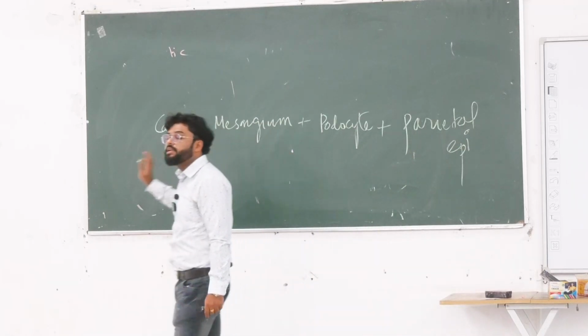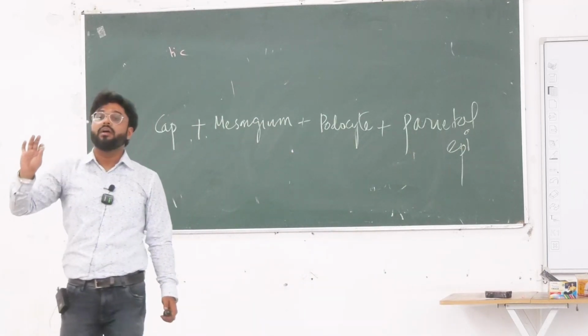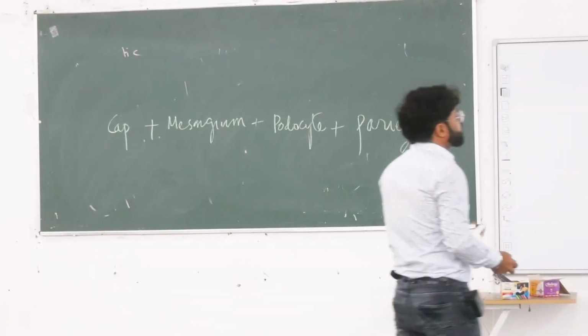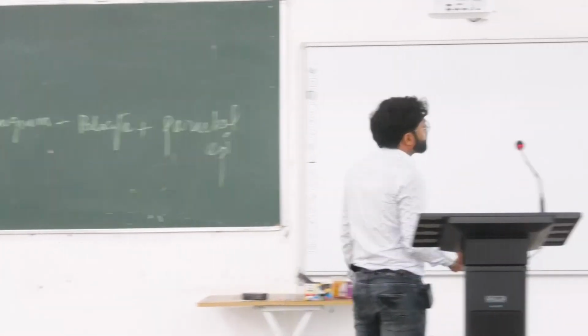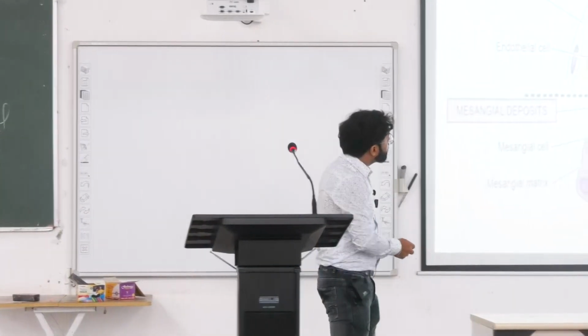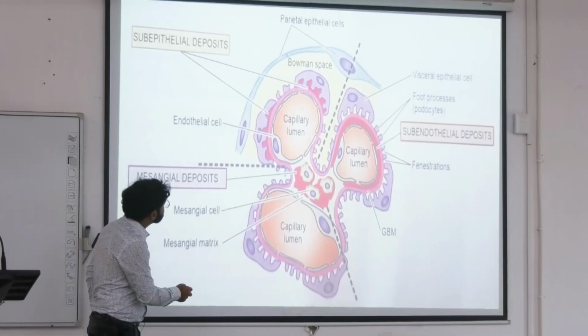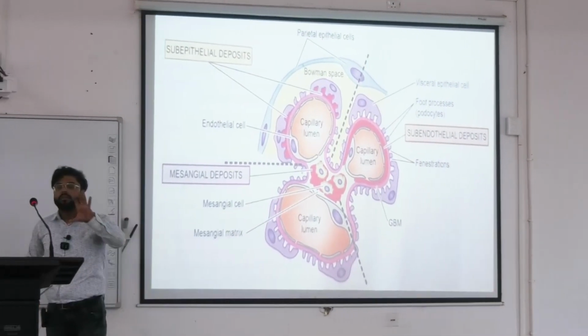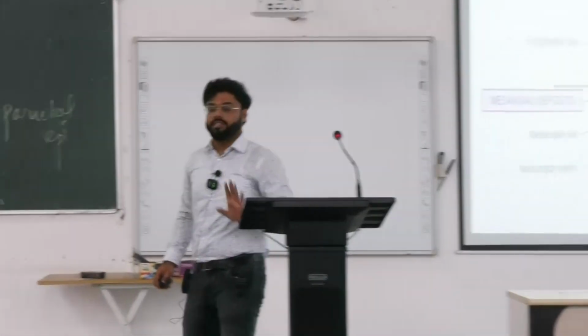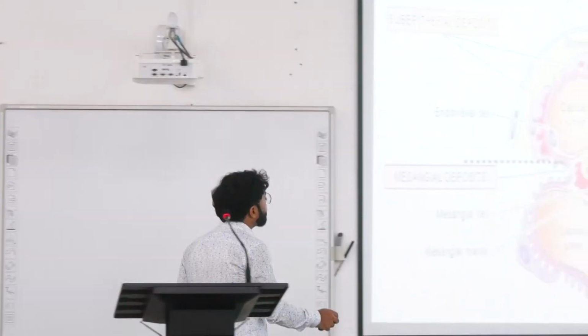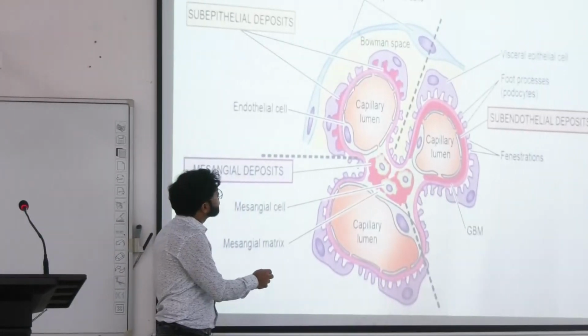These four entities ultimately form the glomeruli. See, this is very diagrammatic, so this is the capillary lumen. Try to understand, this is the capillary lumen. The capillary lumen endothelium is fenestrated. There will be fenestration, there will be gaps in the capillary lumen.